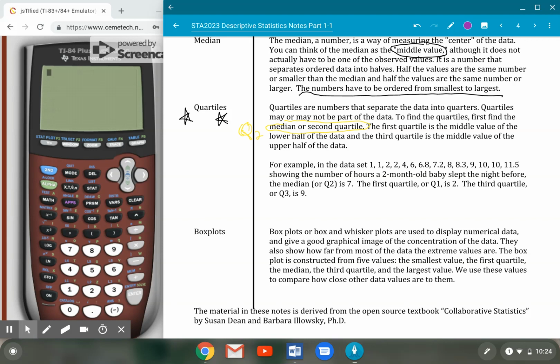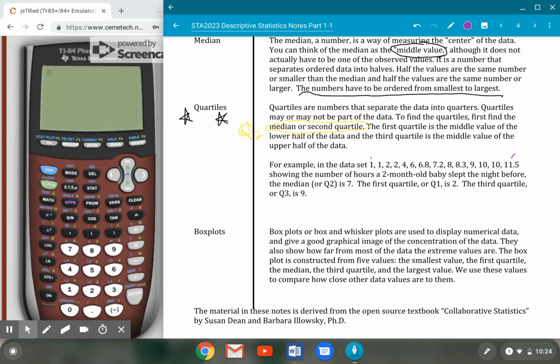So to put this into practice, let's say we've got this data set, 1, 1, 2, 2, 4, and it keeps going up to 11.5. This is showing the number of hours a 2-month-old baby slept the night before. It says the median or Q2 is 7. The first quartile or Q1 is 2, and the third quartile or Q3 is 9. This is coming from the fact that if we look at this data set, there are 14 numbers altogether, from the first one to this last 11.5.